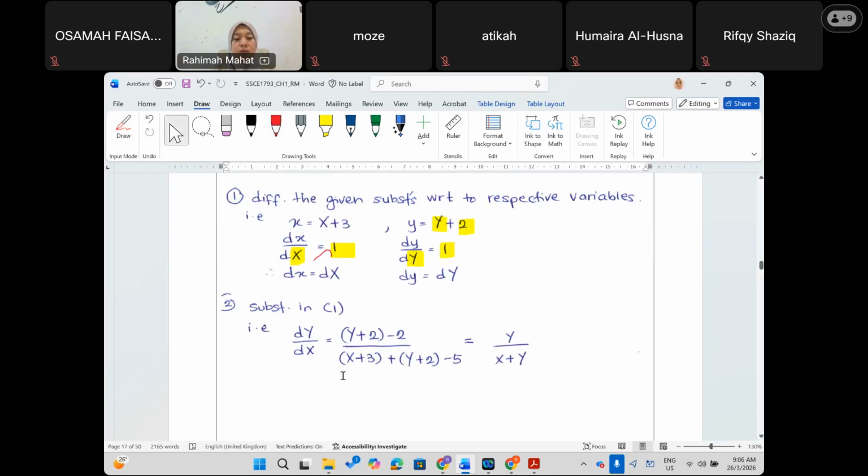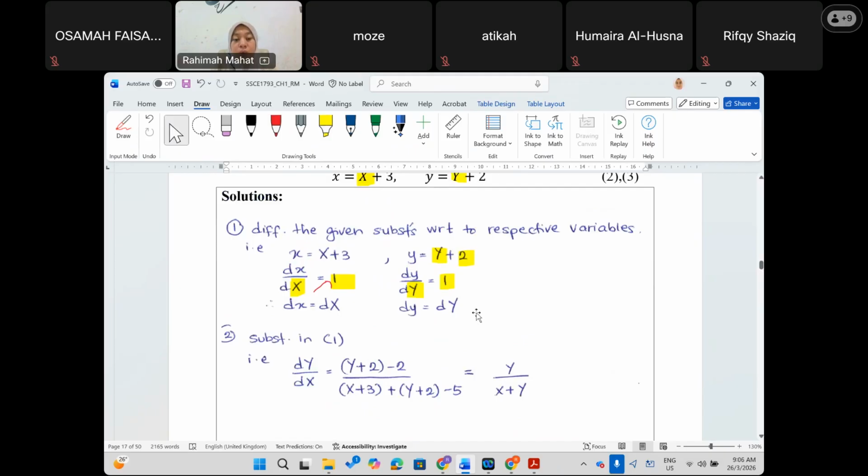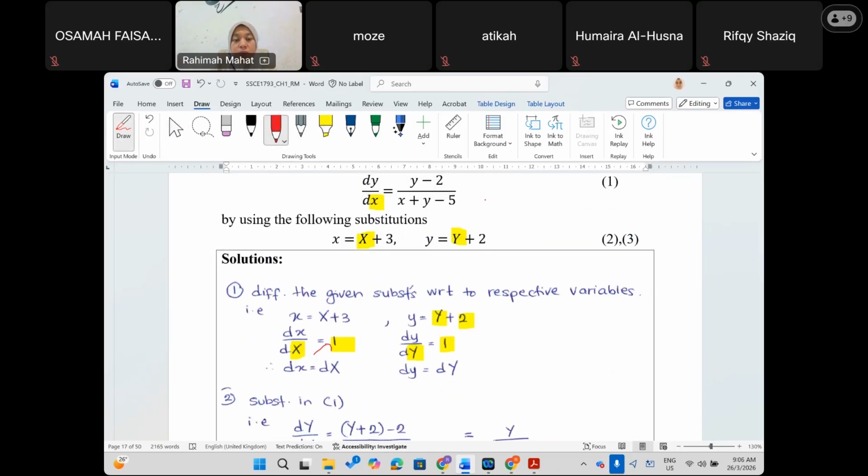Okay, and then after you get your dx and dy, d capital X and d capital Y, you need to substitute back into the question here. And you substitute all the substitution because we want to do the substitution. That is what we call substitution. Because we want to substitute all the following substitution here into the equation here. You want to substitute the value of x, capital X plus 3, into the question. That's why we call it substitution.